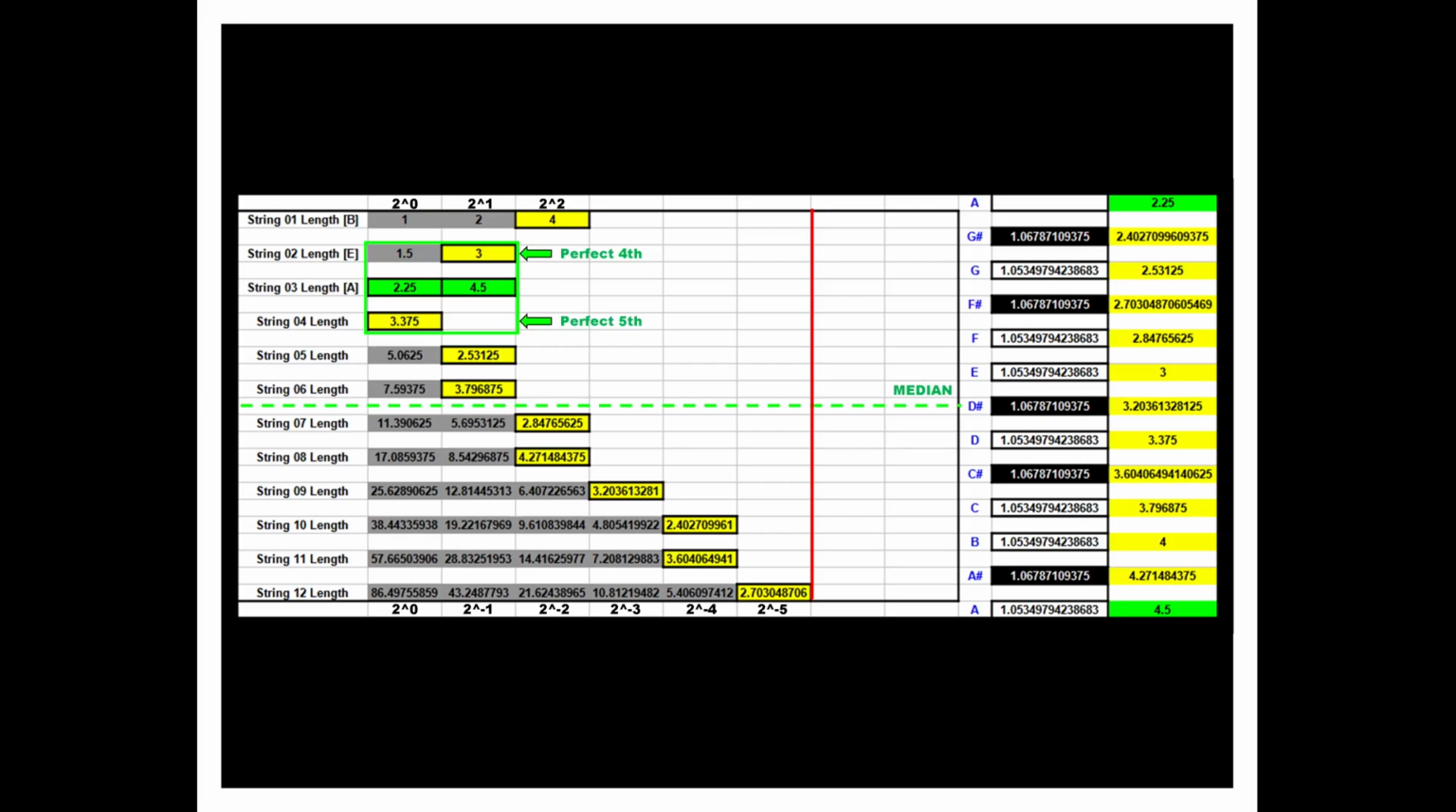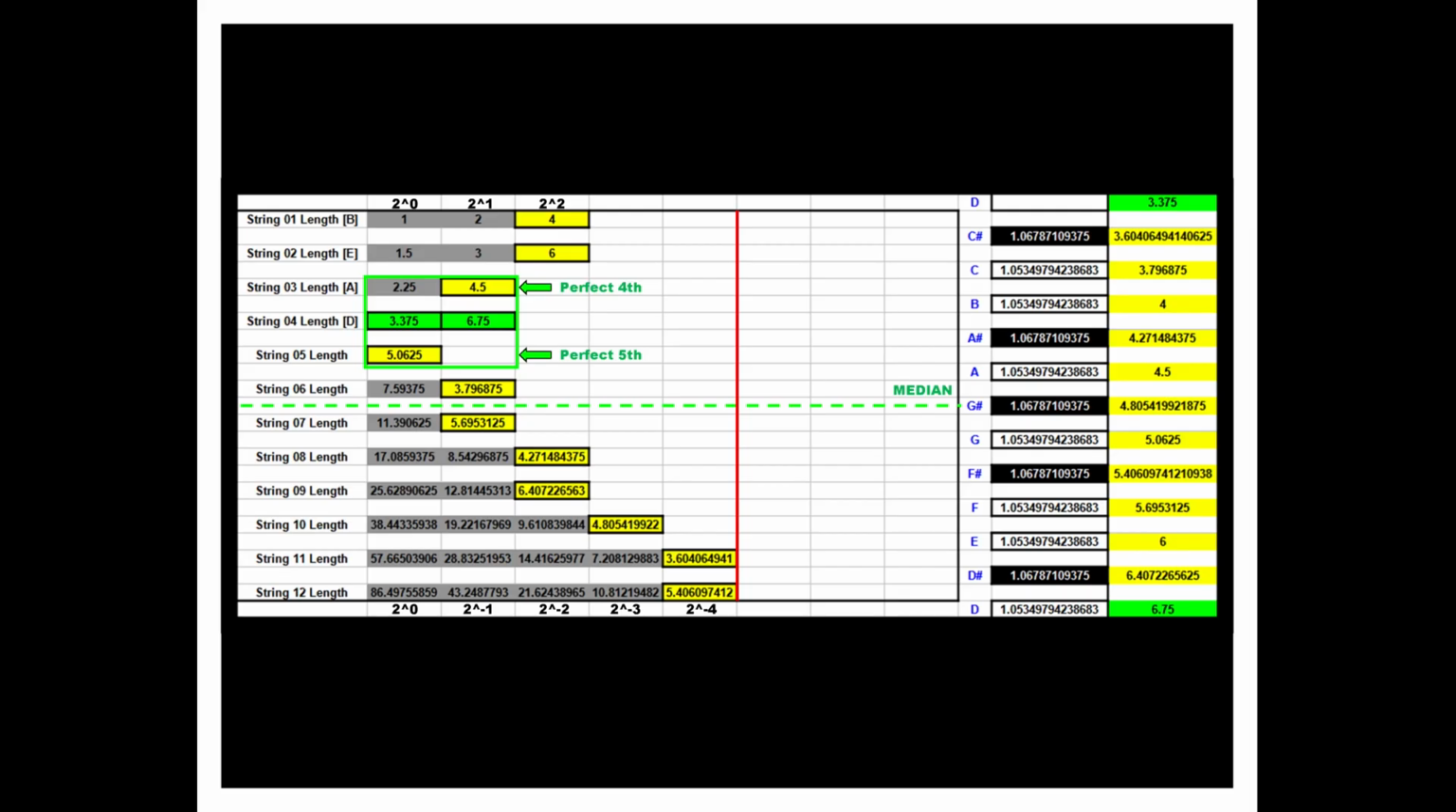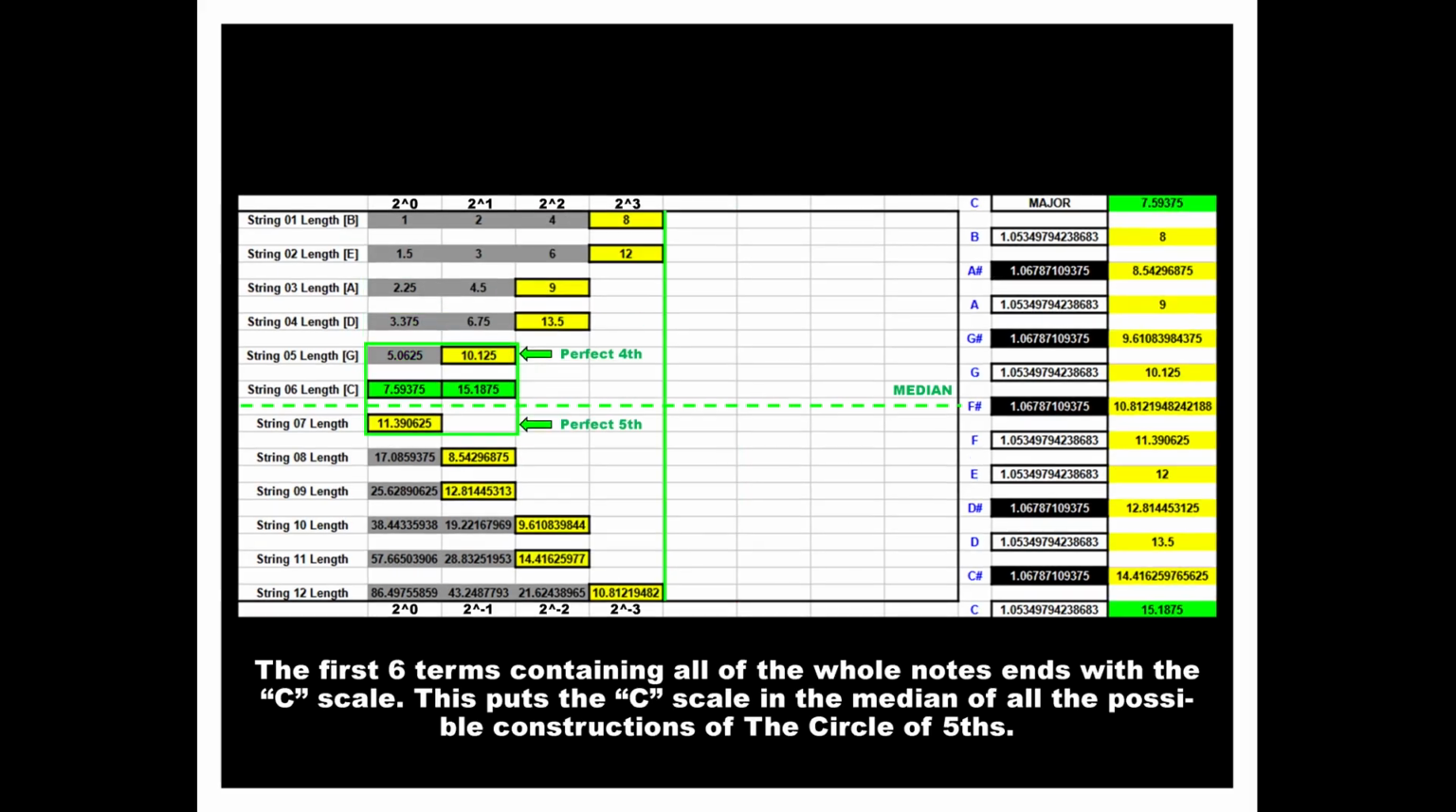So when we do the next string, we find out it corresponds to A. The next string corresponds to D. The next string, G. And now here we are at the median, and this string length corresponds with C. And this is kind of interesting because our median line has 6 above it and 6 below it. 6 terms. So the first 6 terms containing all of the whole notes ends with the C scale. This puts the C scale in the median of all possible constructions of the circle of fifths.